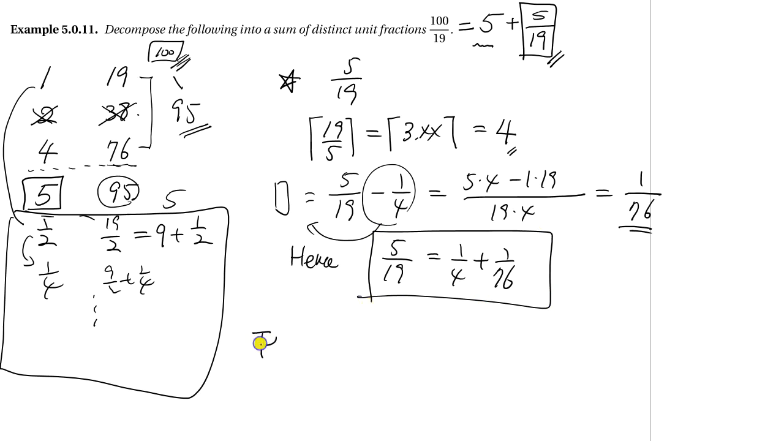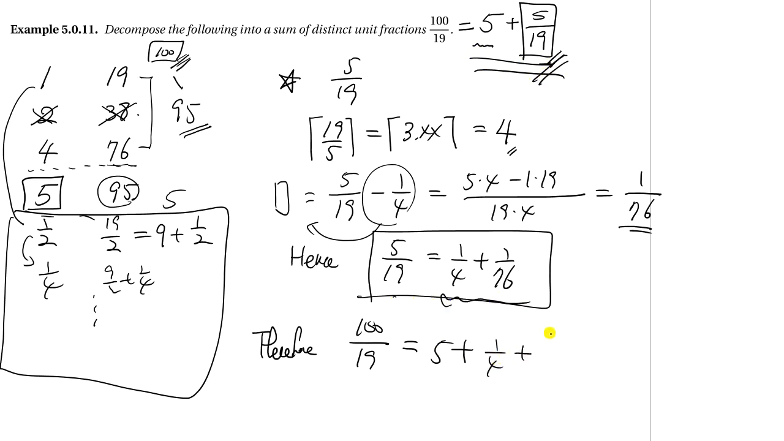So altogether, 19/5 is 4 plus that fraction, which is this one. So it's 1/4 plus 1/76.